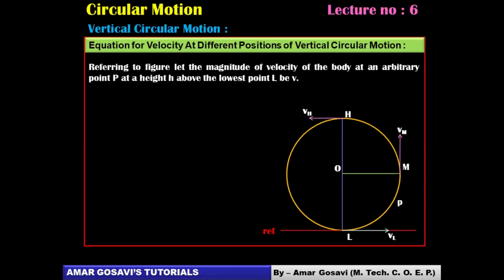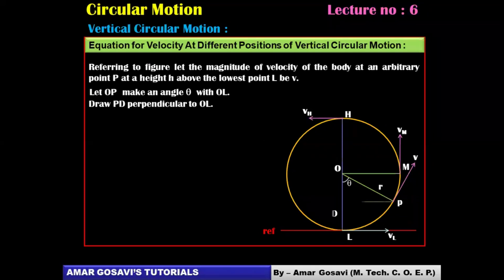So let's talk about a general position P. At P, if I want velocity, P is a point which is not any specific point. Neither is it the highest point nor the lowest one, nor can you call it the midway point. It's a general point P. Here if I want the velocity, then what would the equation look like? So let's connect P to the center and let R be the radius. So obviously you can check out this angle theta.